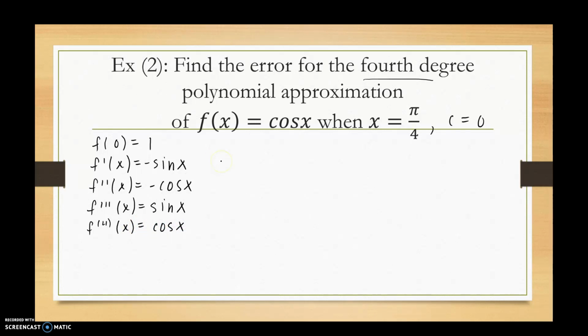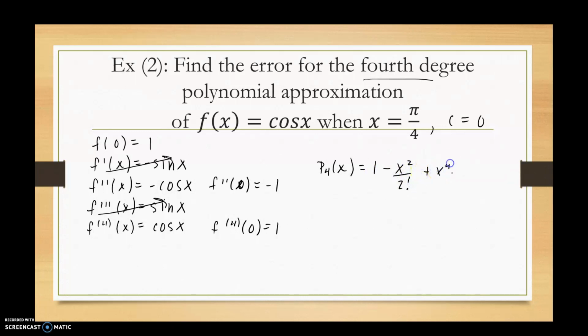Okay, so the value of the odd derivatives at 0, these approach 0. So the second derivative would be negative 1, and the fourth derivative at 0 would be back to positive 1. So now when I write my 4th degree, I actually only have 3 terms. F of 0 is 1 minus x squared over 2 factorial, and then plus x to the 4th over 4 factorial.